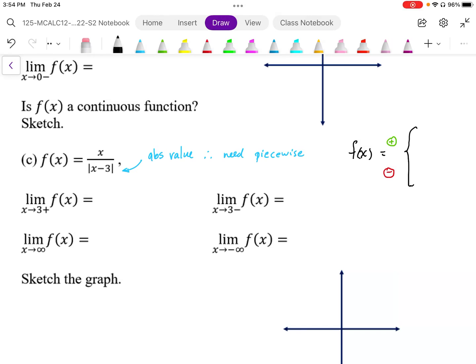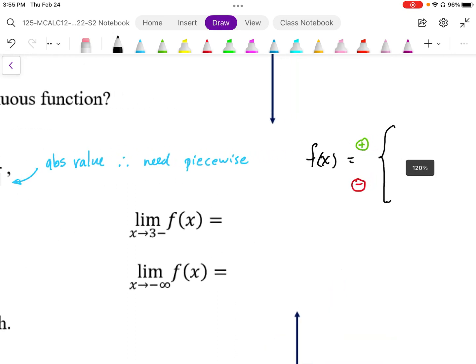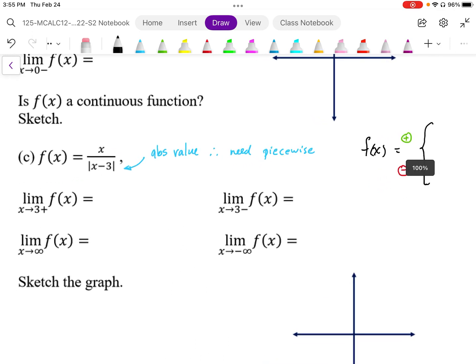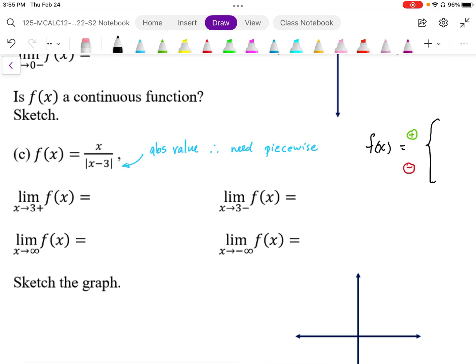For part C, we have x over the absolute value of x minus 3. And since it's an absolute value, we need a piecewise function. So to the right here, I've drawn our f of x as a piecewise function. We need the positive and the negative version of that. So we need to establish the boundary of the positive and negative.